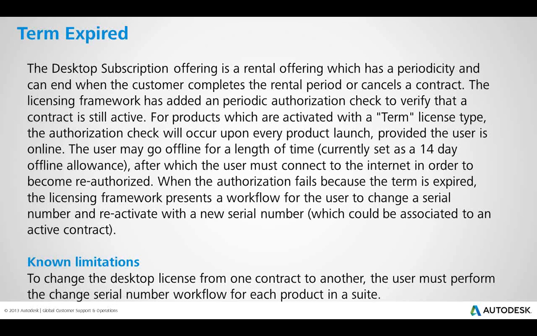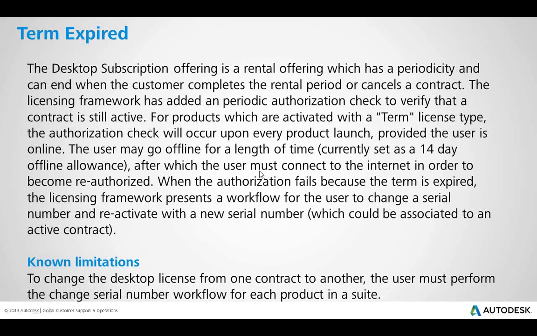When the authorization fails because the term is expired, the licensing framework presents a workflow for the user to change a serial number and reactivate with a serial number which could be associated to an active contract. There are some known limitations to this. To change the desktop license from one contract to another, the user must perform the change serial number workflow for each product in the suite.